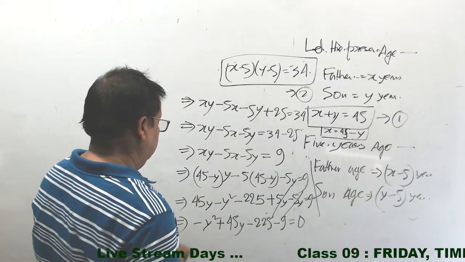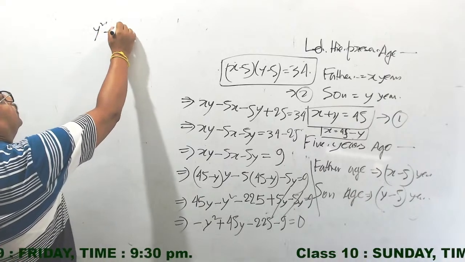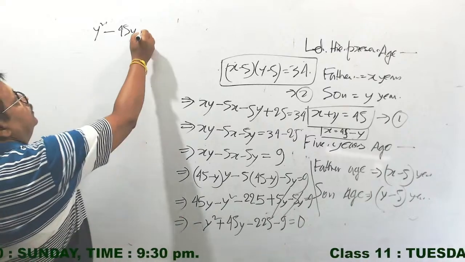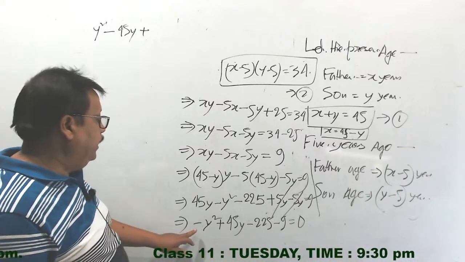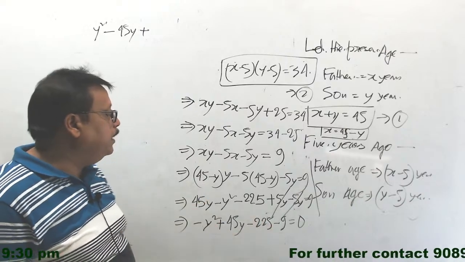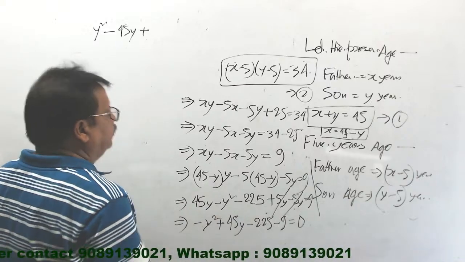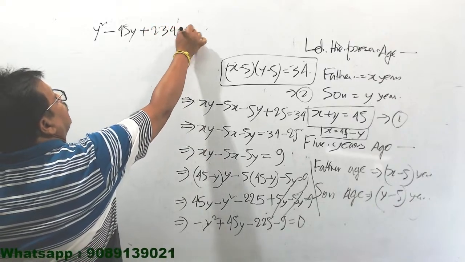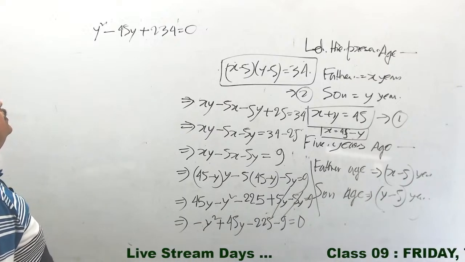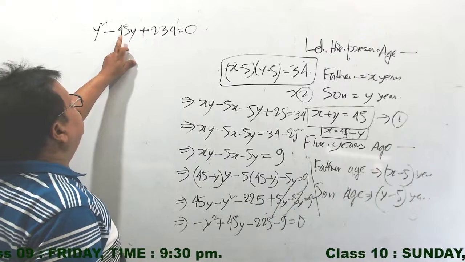Now, multiply by minus 1, that is y square minus 45y plus, multiply by minus, plus y square minus 45y, both will be plus 25 plus 234 is equal to 0. Okay, 234. Now it is a quadratic equation, is not it? Quadratic equation, solve. You have to bring what? 45.